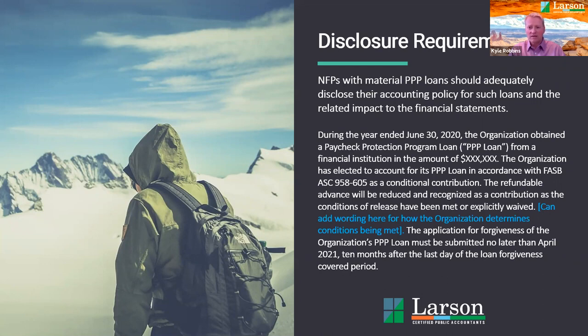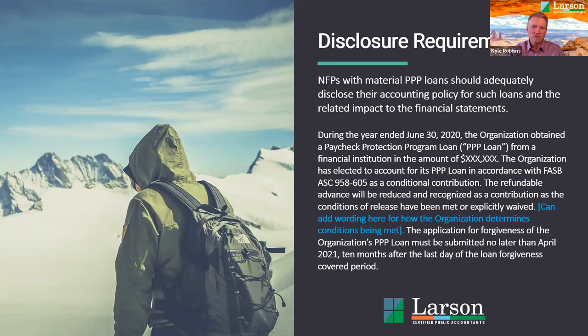So in this case, it explains that the nonprofit received a PPP loan, it gives the amount of the loan, and then it goes in and explains how you are accounting for that loan. So which approach you've elected to follow, whether it's the debt model versus the grant model. So in this case, this example is the grant model. You're treating it as a conditional contribution. And then you do want to disclose kind of the expected timing.